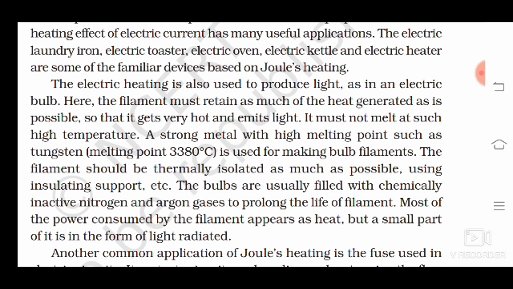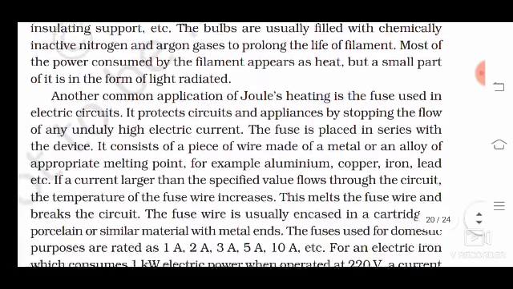And this is a 1 mark question. Tungsten, with melting point 3380 degrees centigrade, is used for making bulb filament. The filament should be thermally isolated as much as possible using insulating support, etc. The bulbs are usually filled with chemically inactive nitrogen and argon gases. Please underline this all, to prolong the life of filament. Most of the power consumed by the filament appears as heat, but a small part of it is in the form of light radiated.